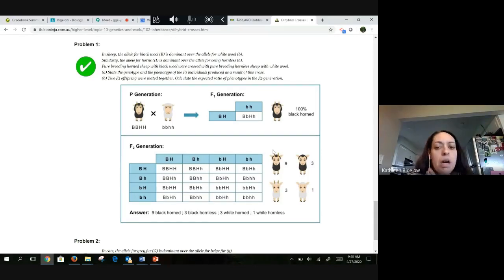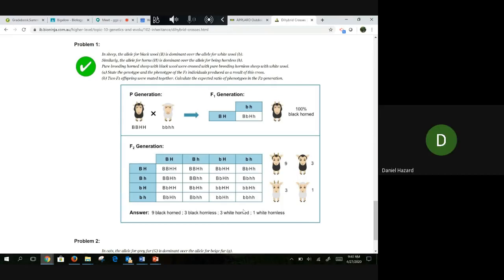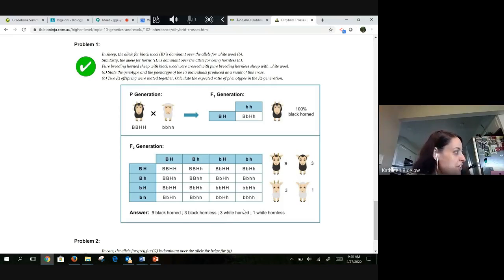9 black horned. Now that doesn't mean they all have to be homozygous for both traits. This is a black horned one as well. 9 black horned, 3 black hornless, 3 white horned, 1 white and hornless. Does that make sense? Yeah. Okay. What are your questions?